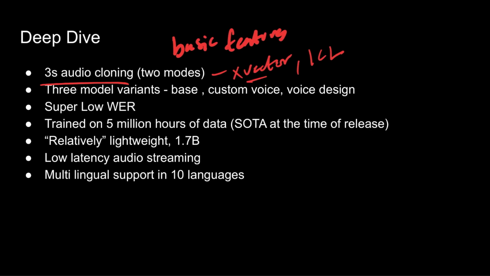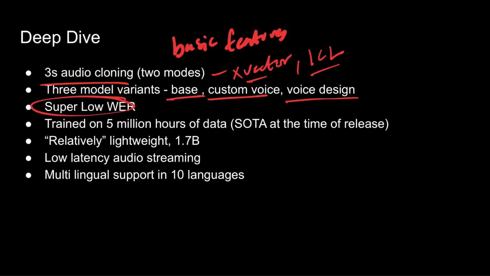Before going into the architecture overview, here are some core features. Qwen supports voice cloning from 3 seconds audio. It has two modes for this, X vector and ICL. X vector is purely based on the reference audio, while ICL requires both the reference audio as well as the reference text. There are 3 variants of the model. Base variant supports voice cloning. Custom voice variant has inbuilt custom voices, and the voice design variant supports creating new voices through text descriptions.